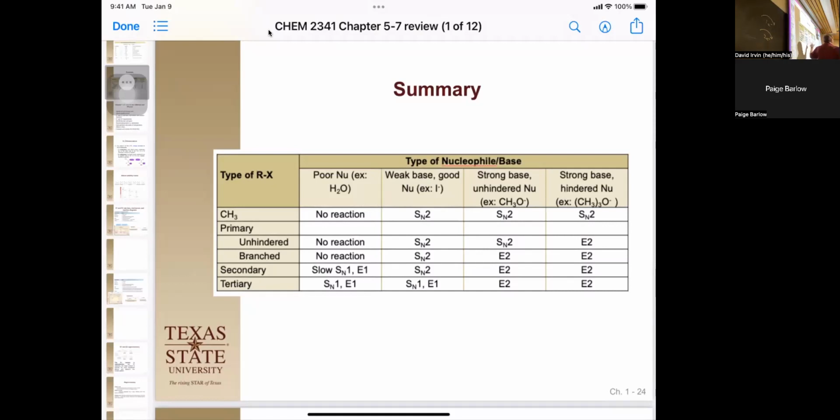But your tertiary can't do that. It has to form the carbocation. And no reaction, no reaction, no reaction. If you can't form that carbocation, it's not good enough. That's how to talk your way through this table.